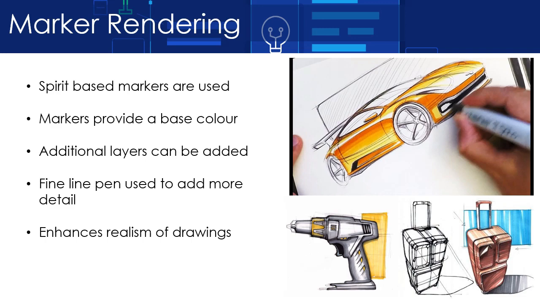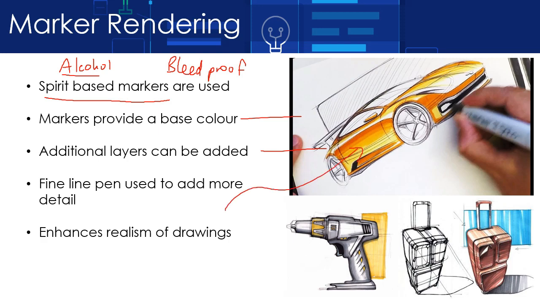Trying to go as quick as I can now. Marker rendering, so spirit-based markers are used. They're normally alcohol. Can I spell alcohol? Yeah, I should be able to. And they normally need to be used on marker paper, which is bleed-proof. So just a good thing to remember. They provide a base colour, additional layers can be added. You might use a fine liner then to add more detail, and it just enhances the realism of drawings.